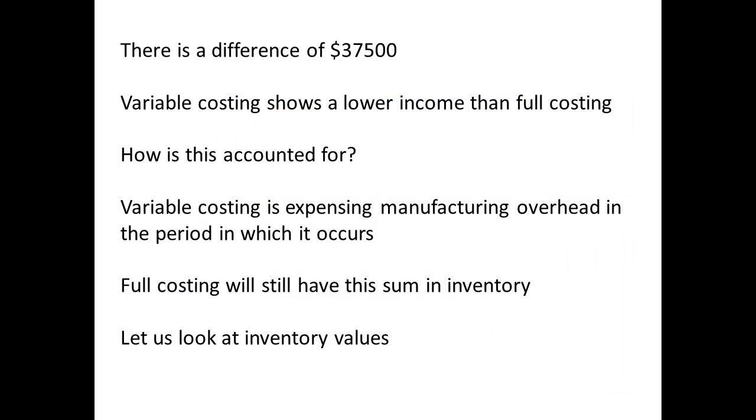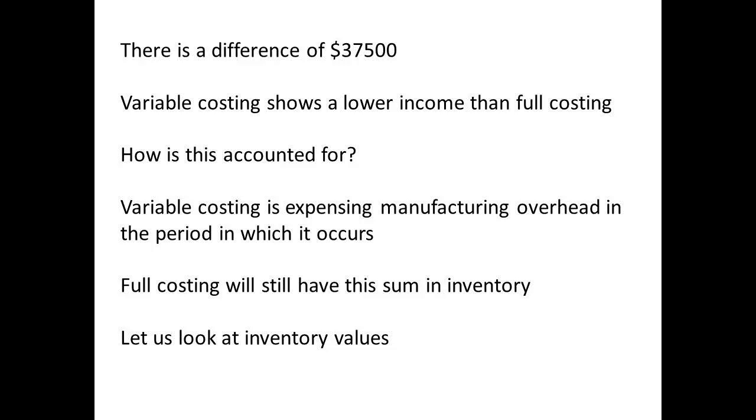There is a difference in net income between the two methods. The difference is $37,500. Variable costing shows a lower income than full costing. Why is this? Remember that variable costing expenses manufacturing overhead in the period in which it occurs. This lower figure for income must be reflected elsewhere.